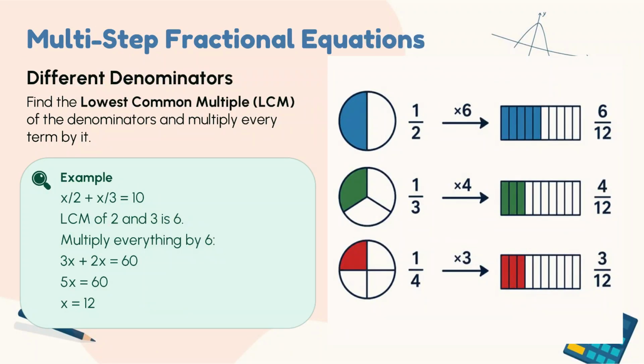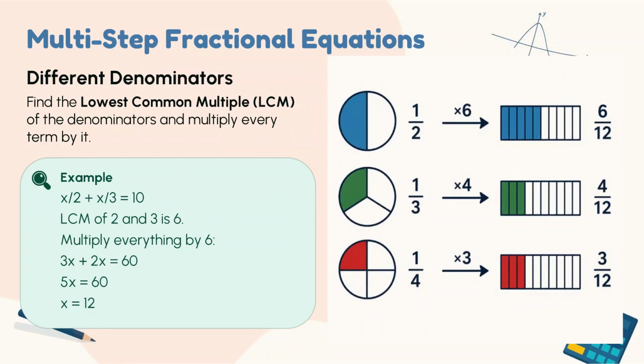Sometimes equations have different denominators. When this happens, we find the lowest common multiple, or LCM, of the denominators. Look at the example. x over 2 plus x over 3 equals 10. The denominators are 2 and 3. The lowest common multiple of 2 and 3 is 6. So we multiply every term by 6.